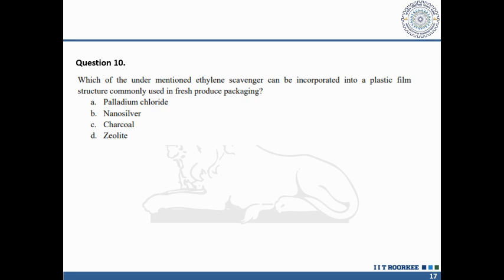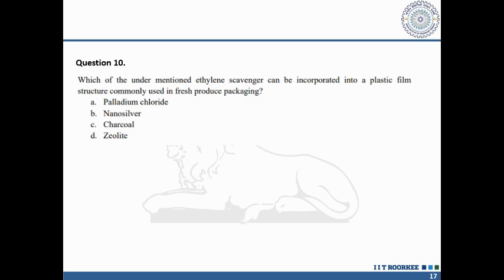Scavenger means that eats. That ethylene scavenger is the material which can absorb the ethylene from the product. Suppose in your packet you have banana, and that banana is producing some ethylene.